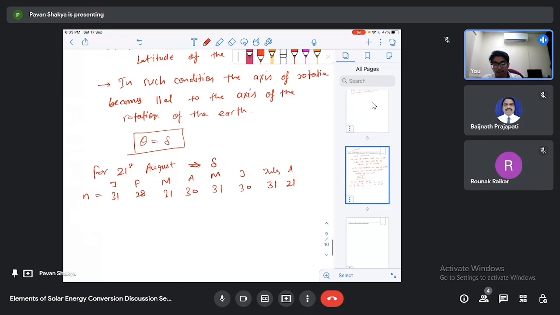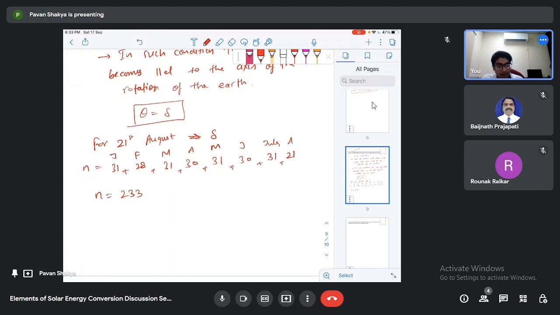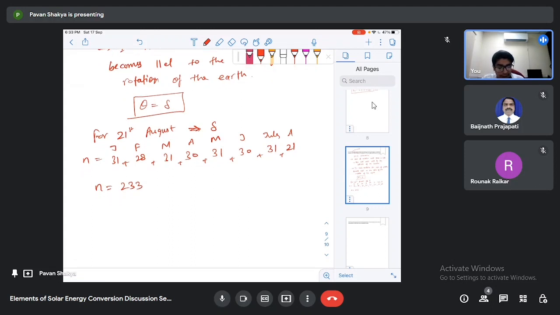So when you sum all these numbers, you will find that this n comes out to be 233. Now you have the value for n, so you can calculate the angle of declination. That is given by the formula 23.45 multiplied by the sine of 360 times (284 plus n) divided by 365.